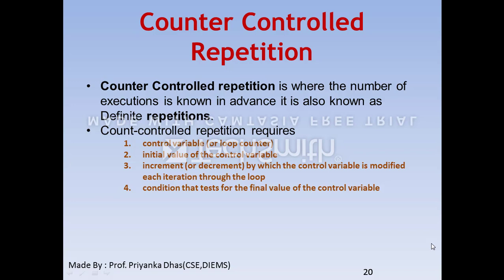So for counter control repetition, we require a control variable, the initial value of the control variable, the increment or decrement by which the control variable is modified, and a condition that will test for the final value of the control variable. As we have seen in the previous video, counter control repetition is used for addition of even numbers from 2 to 20. So here 20 is the definite repetition. It is showing that you have to repeat particular code from 2 to 20.